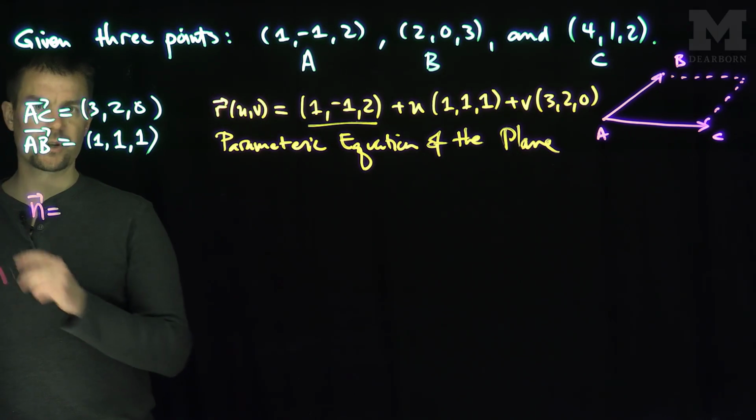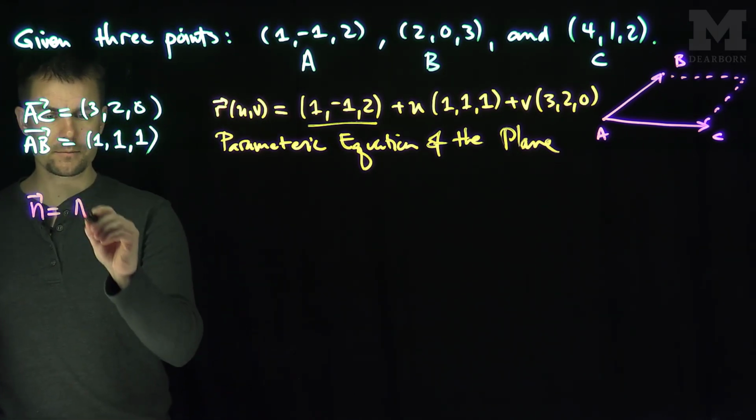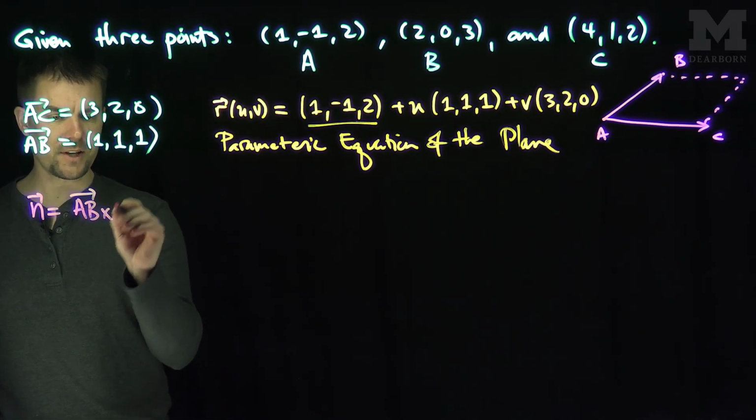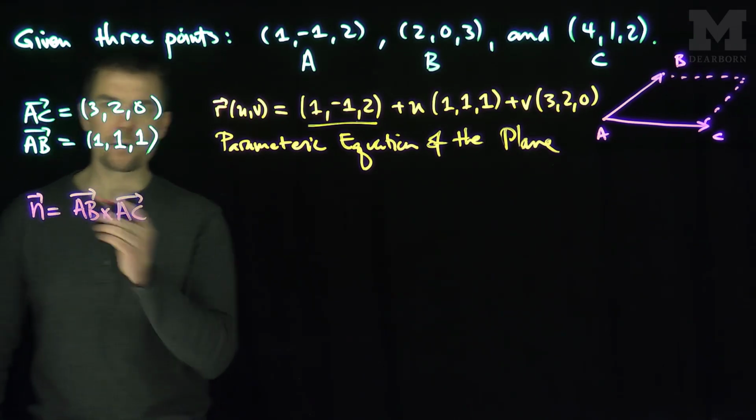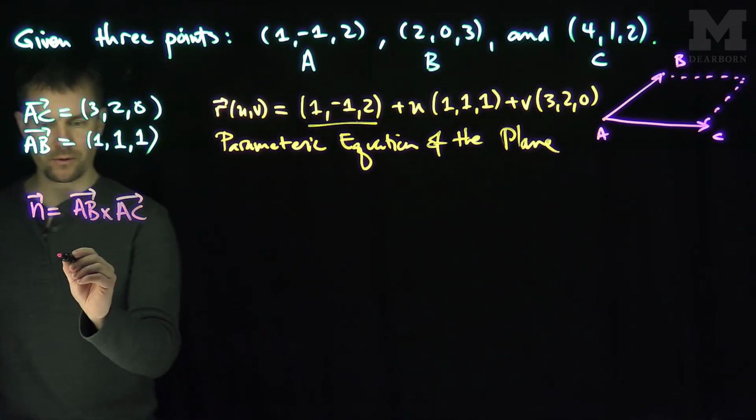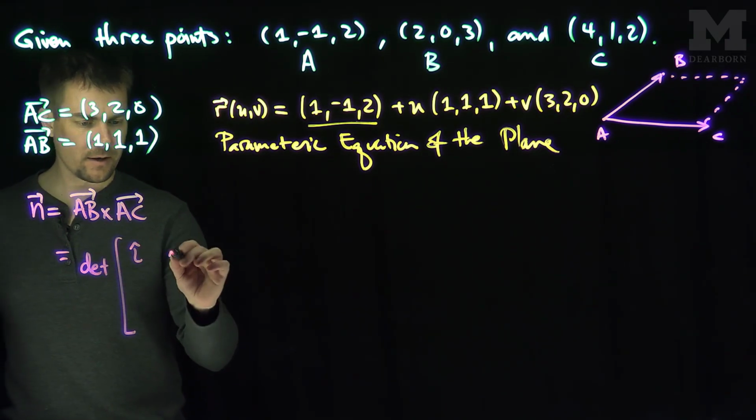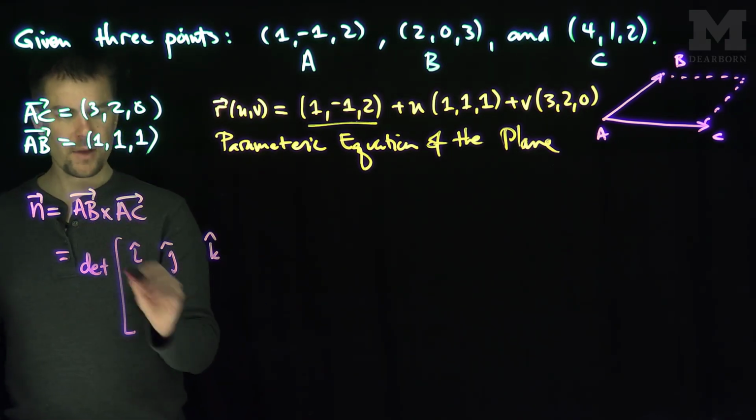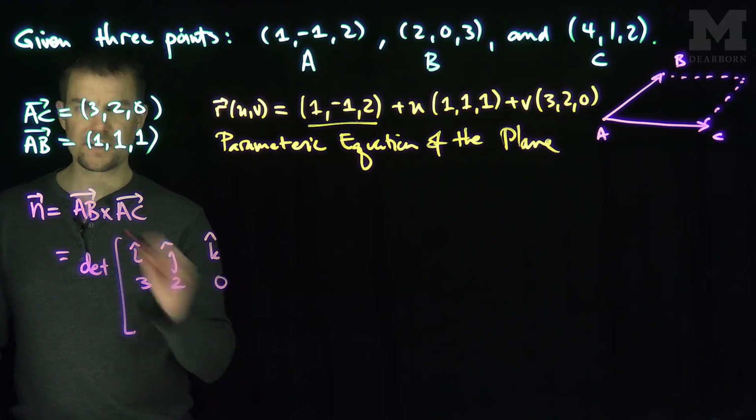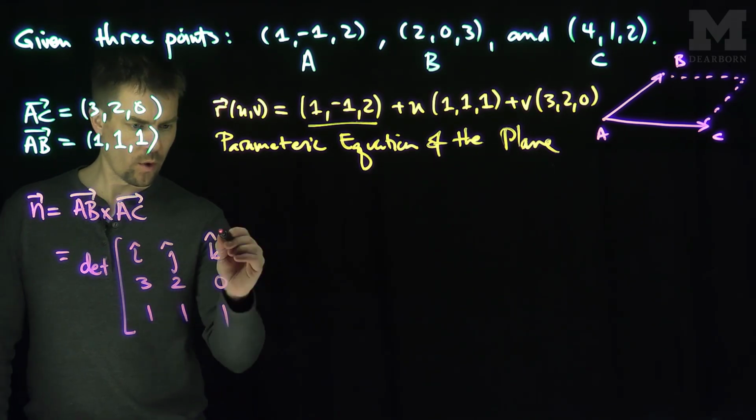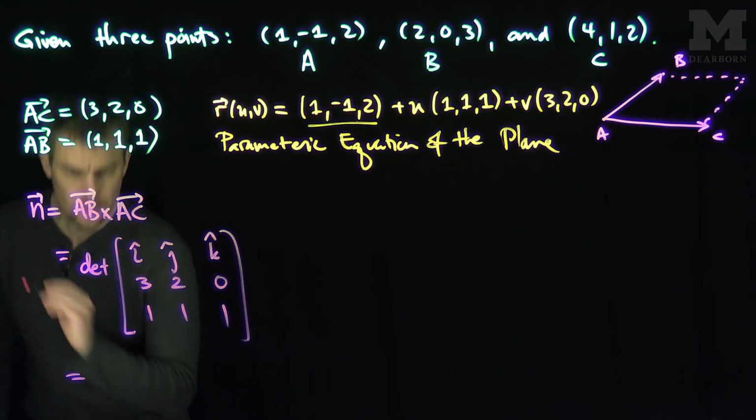We'll see they're identical to each other. So what's the normal vector? It's going to be AB cross AC, or AC cross AB. It won't matter, it won't change anything. So let's do this cross product over here. What we'll have is the determinant of i, j, and k, and then 3, 2, 0, and then 1, 1, 1. So what will this cross product give us?